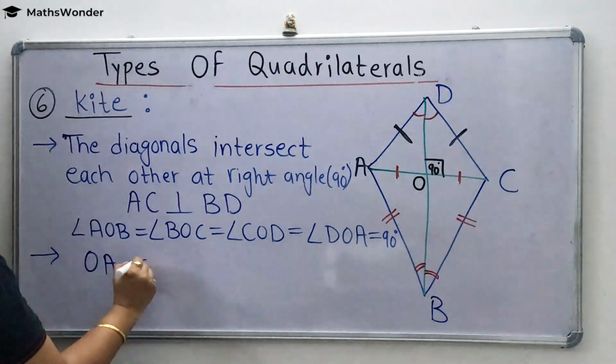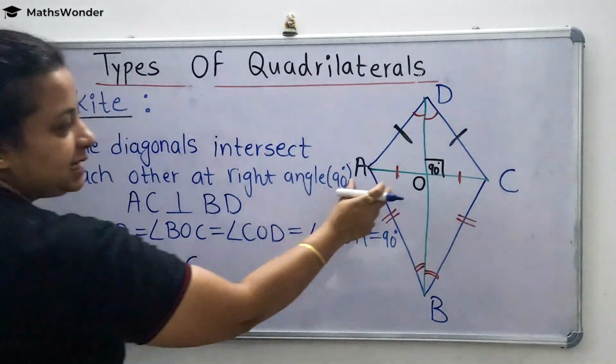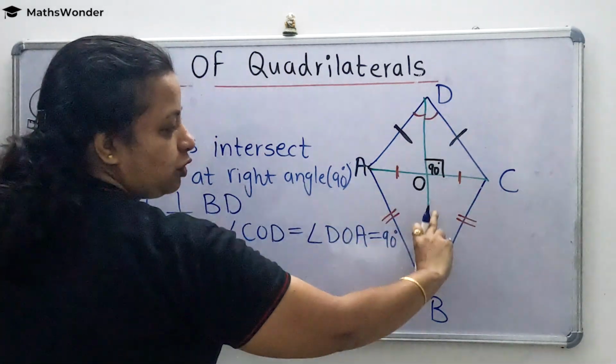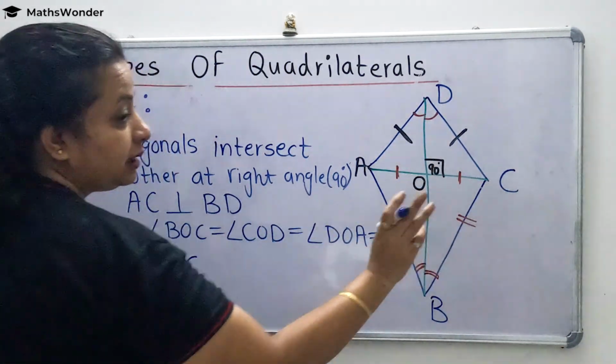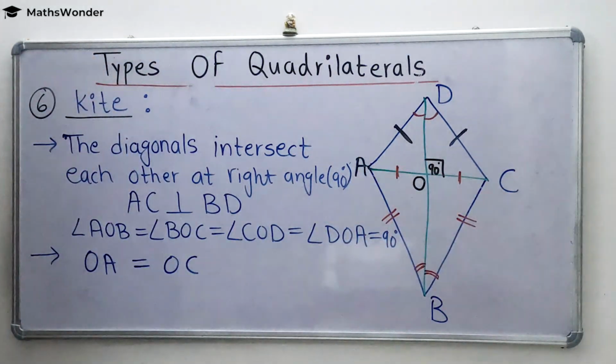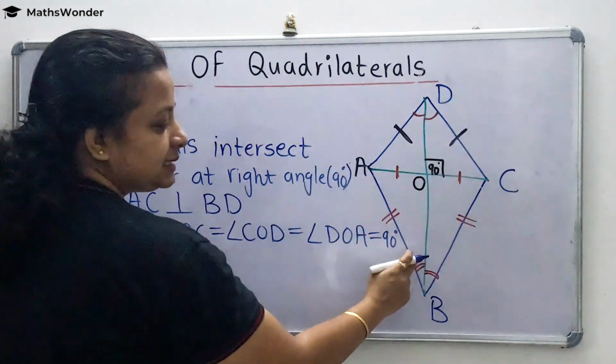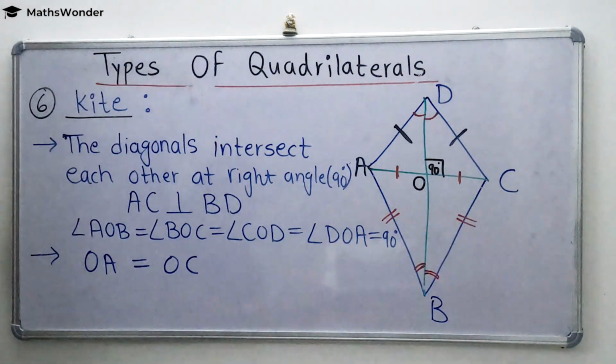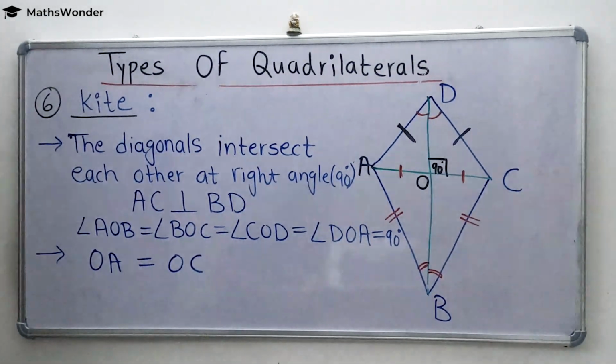OA is always equal to OC. It means this side is equal to this side, but this is not. This is shorter, this is longer. So this will not be equal, but this side will always be equal. When it bisects at O, it will give equal measures. And definitely diagonal BD bisects angle B as well as angle D. It means this angle is equal to this, equal to this. So you just understood that.